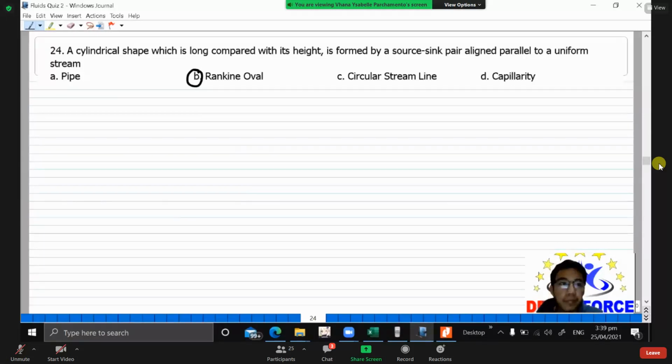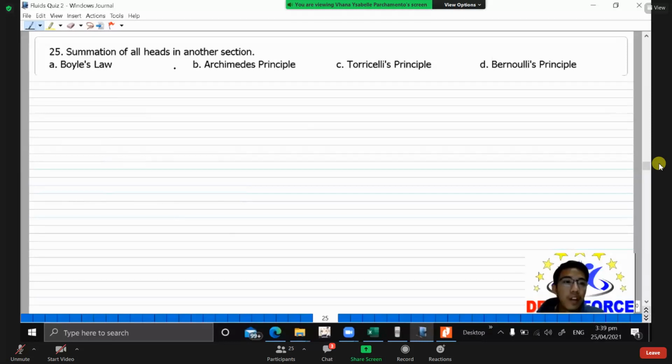Okay, next number 25. Summation of all heads in another section. Siyempre si Bernoulli's principle. Lahat ng head. So meron tayong pressure head, velocity head, and your ating elevation head. Plus yung ating friction or yung head loss due to friction.